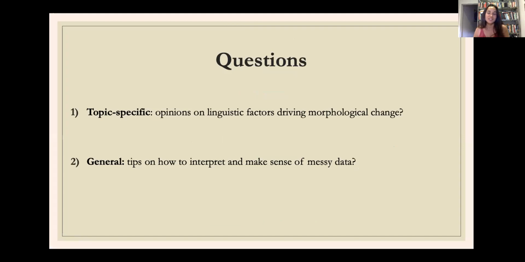These are the 2 questions that I'd like to hear your thoughts, suggestions and comments on, so I look forward to that. And these are also on the poster, by the way.